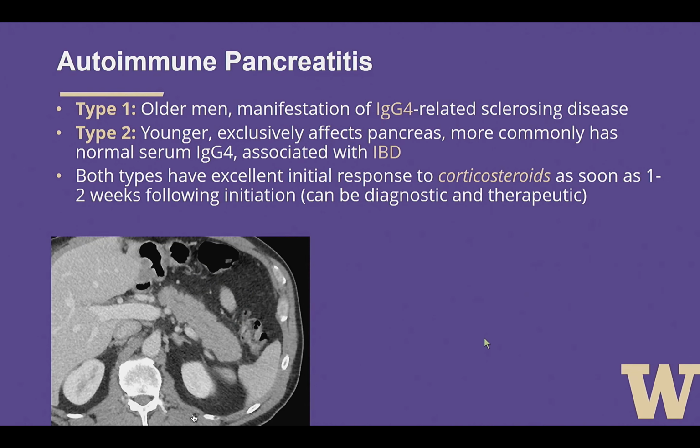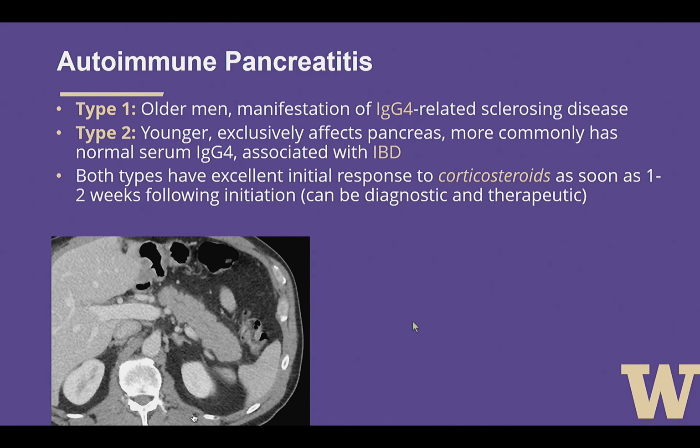There are two subtypes of autoimmune pancreatitis. Type 1 is the classic IgG4 type with elevated serum IgG4. This typically affects older men and is a manifestation of IgG4-related sclerosing disease. So in these patients, look for other manifestations of IgG4-related disease like retroperitoneal fibrosis or inflammatory pseudotumor or renal parenchymal involvement. Type 2 is usually younger patients.